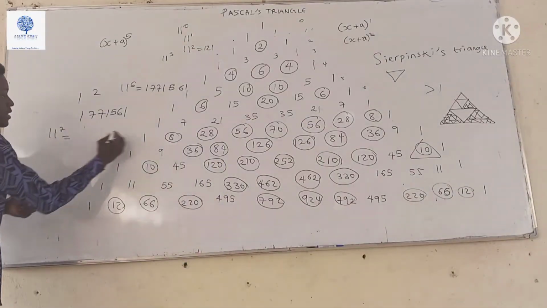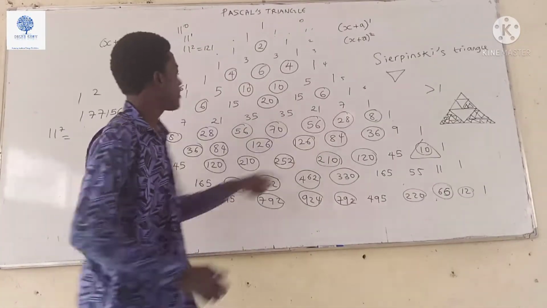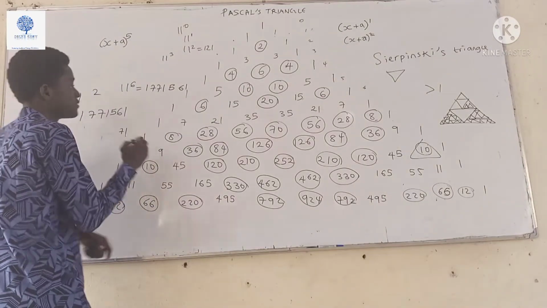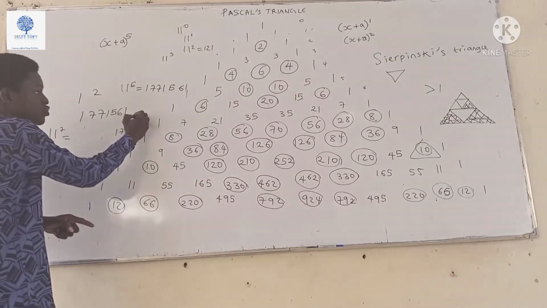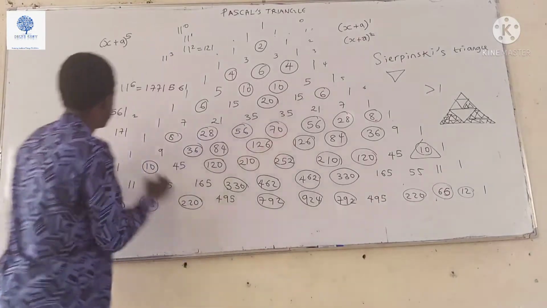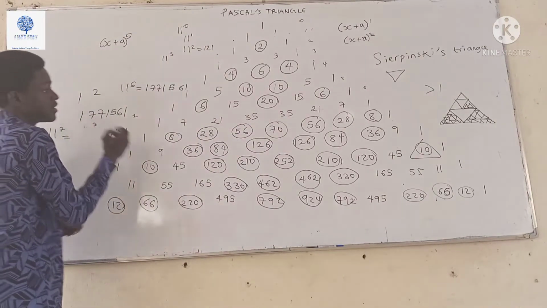So I will write 1. I have 7 here, 7. I have 21, but I'll write 1, carry 2. That 2 I will add to 35. I have 7, carry 3.